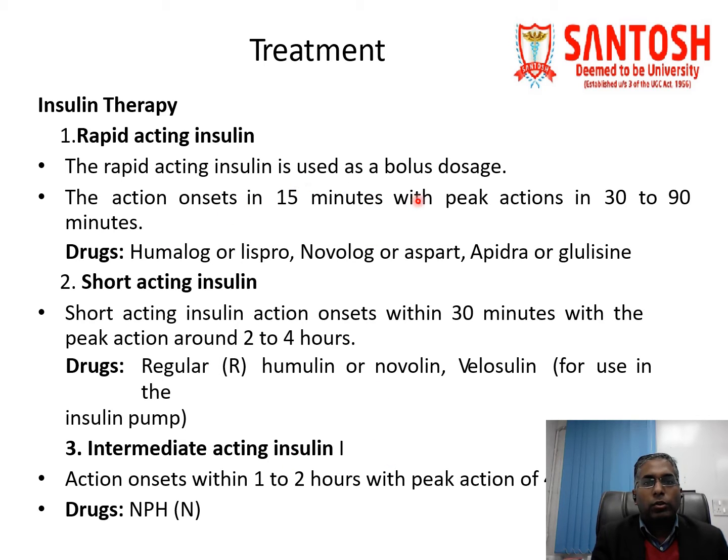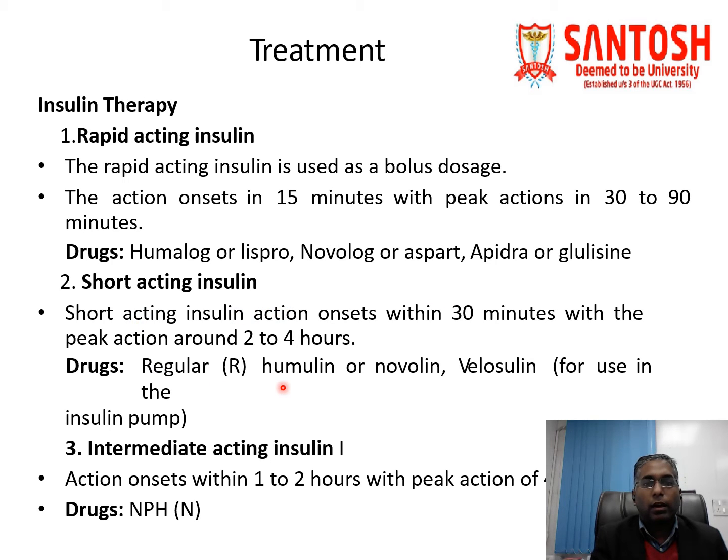The rapid acting insulin is used as a bolus dose and the action onset is in 15 minutes with peak action in 30 to 90 minutes, usually given 15 minutes prior to a meal. Drugs are Humalog or Lispro, Novolog or Aspart, Epidra or Glulisine. There are three types of rapid acting insulin, ultra fast acting insulin you can say.